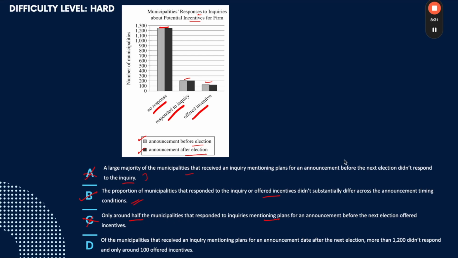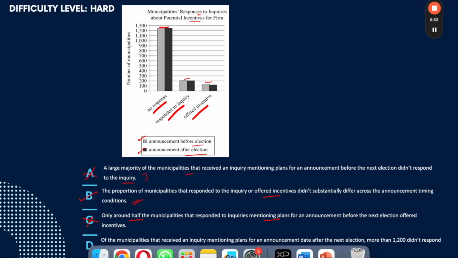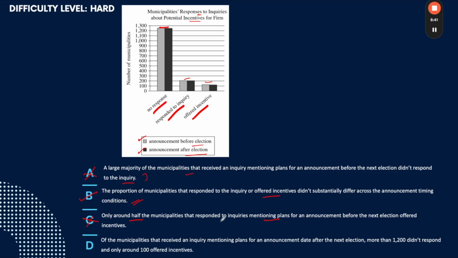Let's look at D now, which is our last option. Of the municipalities that received an inquiry mentioning plans for an announcement date after the next election, more than 1200 didn't respond and only around 100 offered incentives. Now, what is this particular option talking about? It talks about the municipalities that received an inquiry for announcements after the election, highlighting that very few responded or offered incentives. It points out that the response rate was low for after election announcement, right?